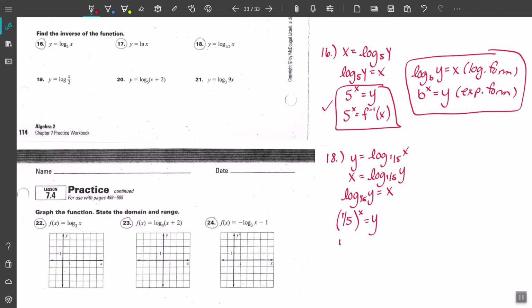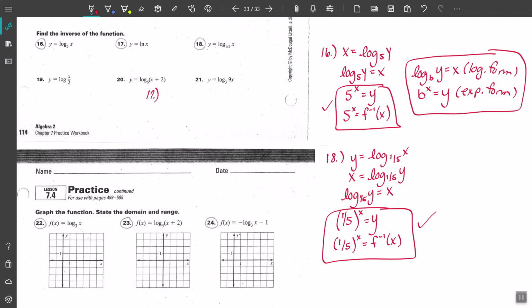If I write it in inverse form, it would look like this, f inverse x. But again, they're both saying the same thing. I'm going to come up here on the worksheet and do number 17 right here.